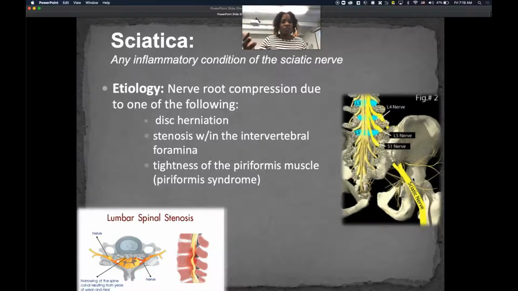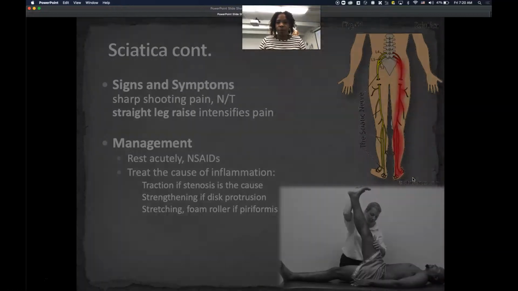If it's a disc herniation, we're going to avoid trunk flexion. We're maybe going to rest. We're going to do some traction. If it's a stenosis, not much we can do. That's probably going to be surgical intervention. And then if it's tightness of the piriformis, clearly we can stretch them or put our elbow in their glutes and hopefully cause a muscle release, or use active release to release that piriformis.